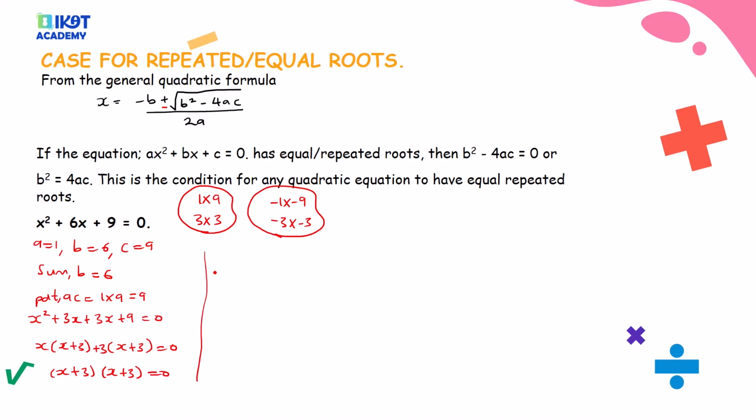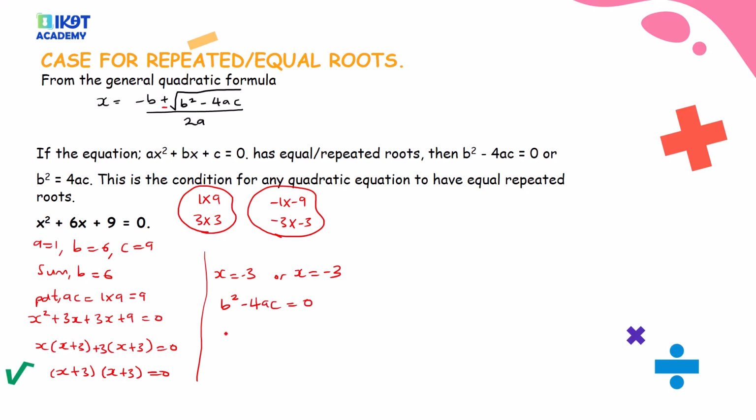So we're going to realize we're going to have our roots as x is equal to negative 3 or x is equal to negative 3. So this is a repeated root. But now let's prove it with our formula. We said any repeated root, and by repeated root we mean that the root is the same, like here, negative 3 and negative 3. So this is the condition we said.